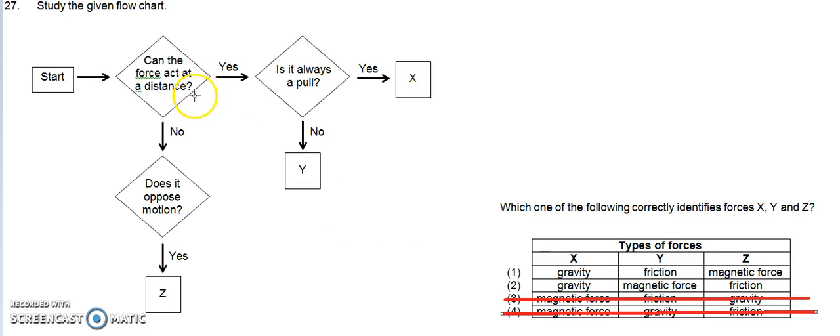Can the force act at a distance? No. Does it oppose motion? Yes. And we know that friction opposes motion. So we have option 1 out here. Okay, answer is option 2. X is gravity, Y is magnetic force, and Z is friction. Answer is 2.